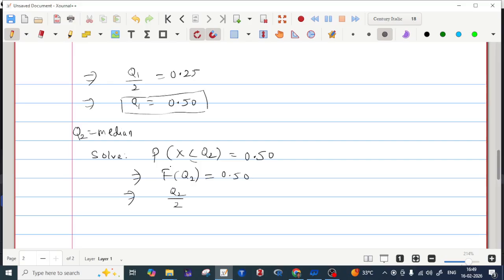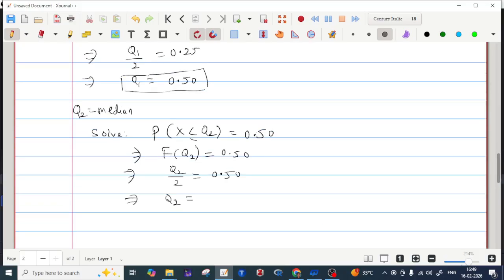F of x is x upon 2, so F of Q2 here gives us Q2 upon 2. Solving, Q2 equals 0.50 multiplied by 2, which is 1.